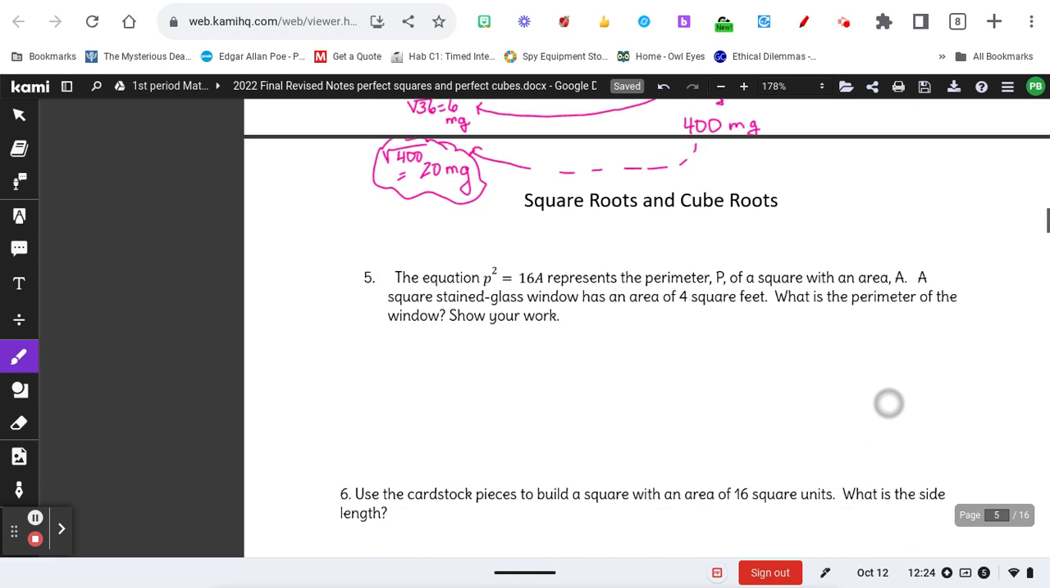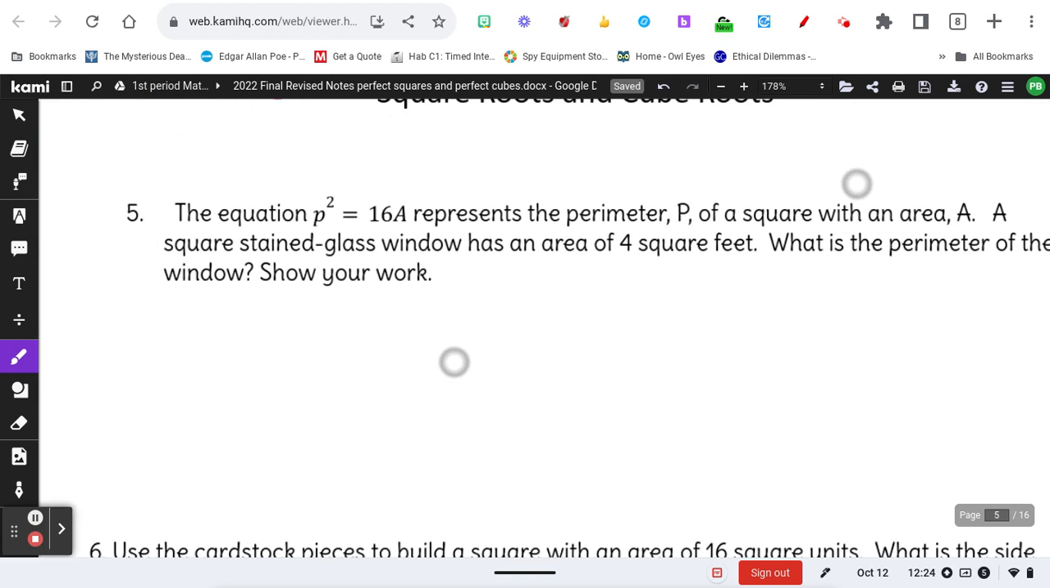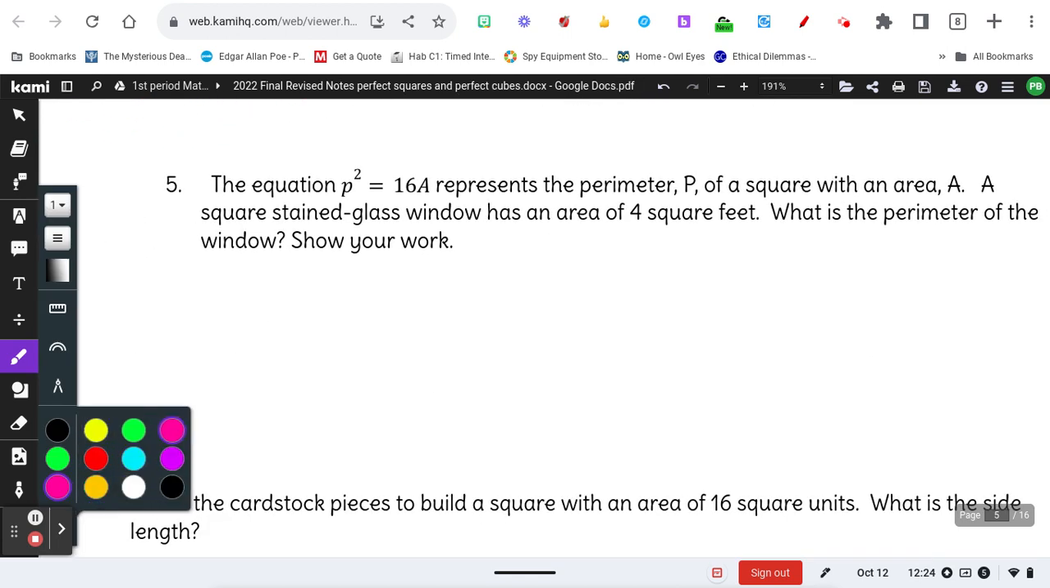All right, let's take a look at 5. So this is a weird looking equation, but I'm going to break it down. The equation P squared equals 16A represents the perimeter, which is going to be P, of a square with an area, which is going to be A. So when you see this, this just means perimeter squared. And this A just means area. So this is 16 times the area. So the perimeter squared equals 16 times the area.